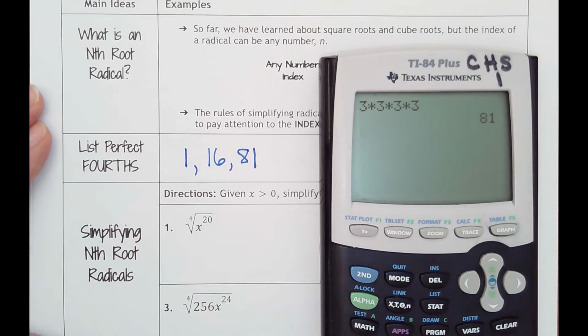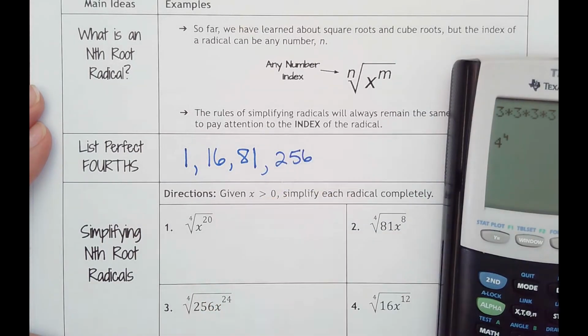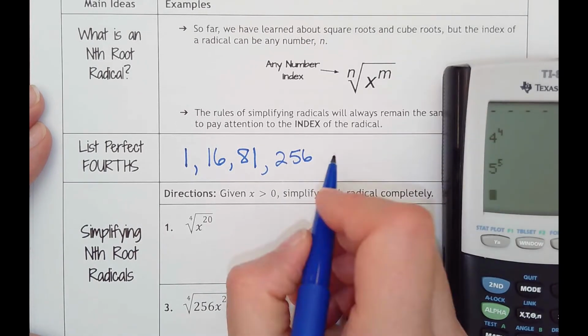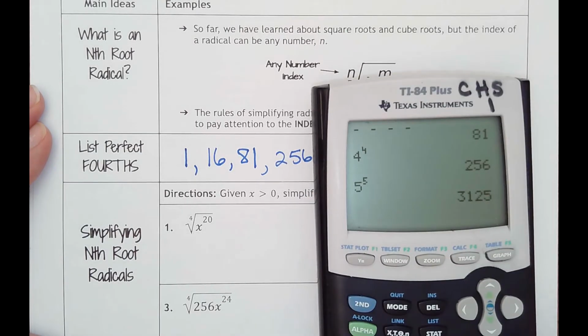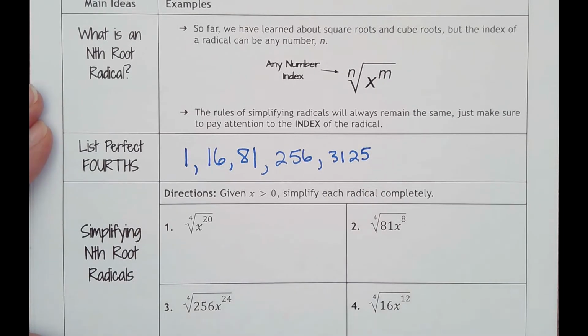Okay, now I'm going to start cheating. 4 to the 4th power is 256. 5 to the 5th power is 3,125. I'm going to stop there. These numbers get so big so fast, you never really see them get higher than this.